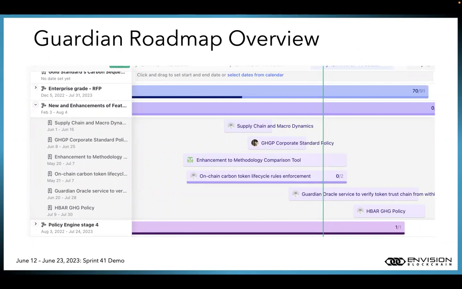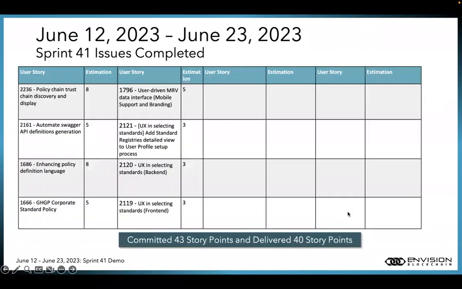So as you can see, we are still continuing our work on the GHCP corporate standard policy. We are working on the on-chain carbon token lifecycle rules. We are working on the Guardian Oracle service to verify token trust chain from within, and so on and so forth. So just a quick overview of what we covered in Sprint 41.